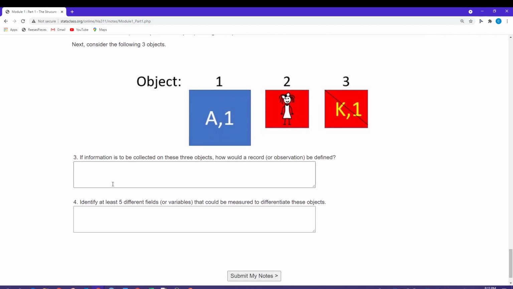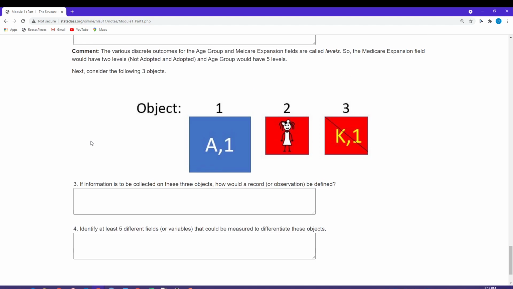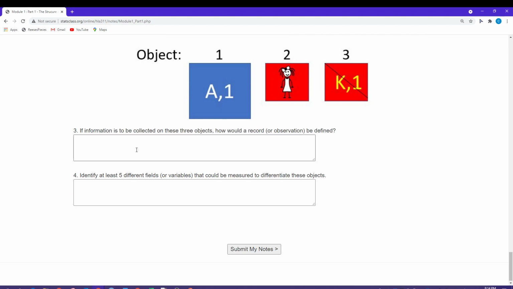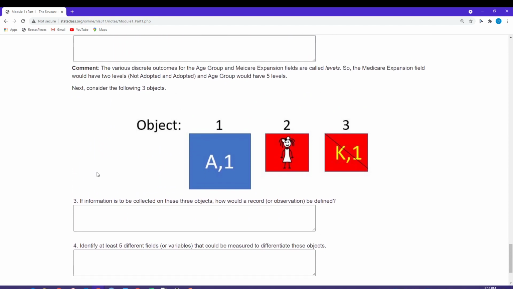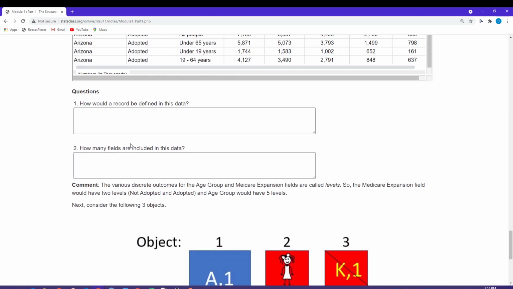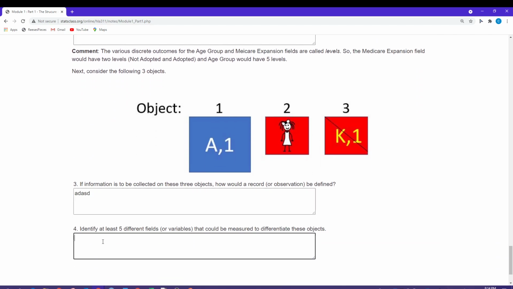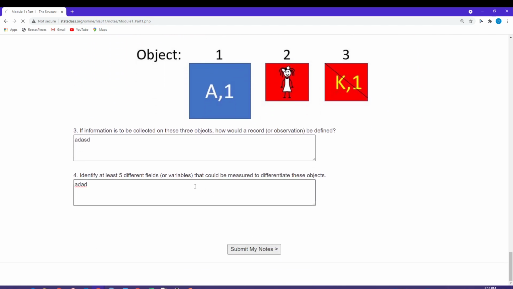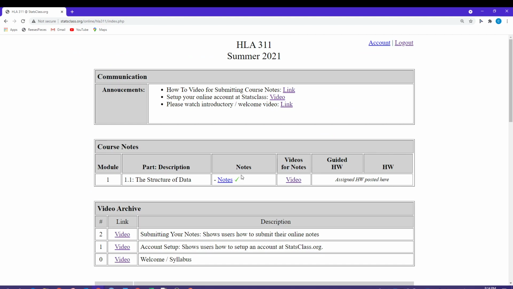Finally, there's 2 more questions, down here in the bottom. I just created 3 silly objects and wanted you to be able to identify what a record would be in this situation or what possible fields would be in this situation. Okay, so don't forget to submit your answers for those 4 questions. Make sure and click Submit Your Notes. When you do that, so if I just put some stuff in here, I just want to show you this. But once you submit your notes, you should get a little green checkbox back here that says that your notes have been successfully submitted.